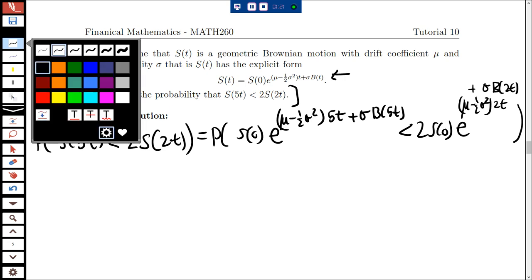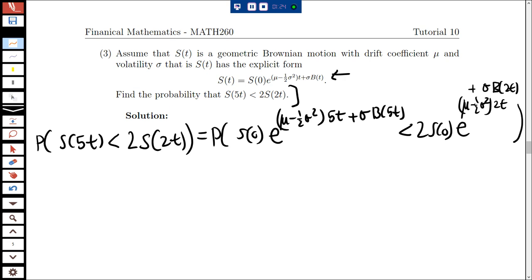Okay, so let's get a different color out and start cancelling. These S0s go. We could collect all the e's together. We have that 2. So maybe with that 2, we should write that as something with an e on the base. Maybe e to the power of log of 2. Okay, let's work with that for a moment, see what happens.